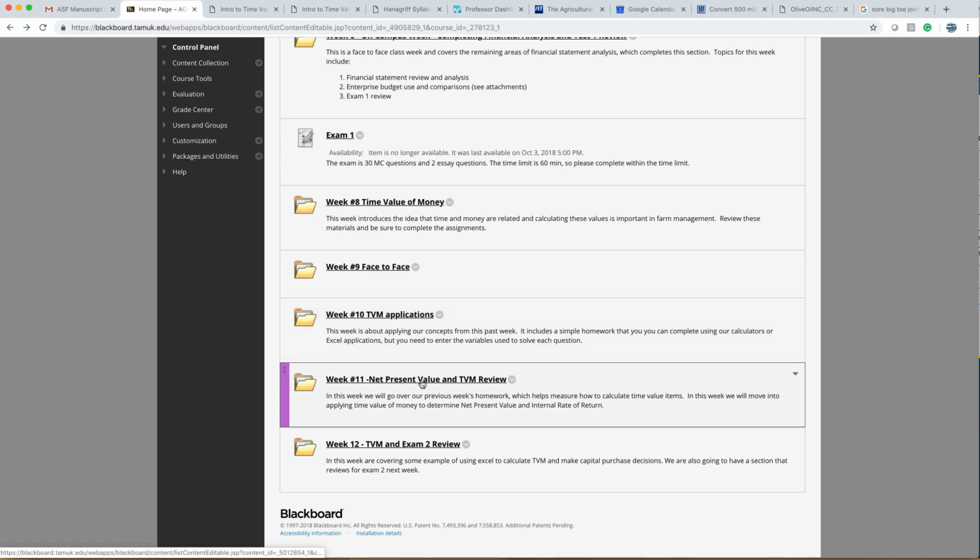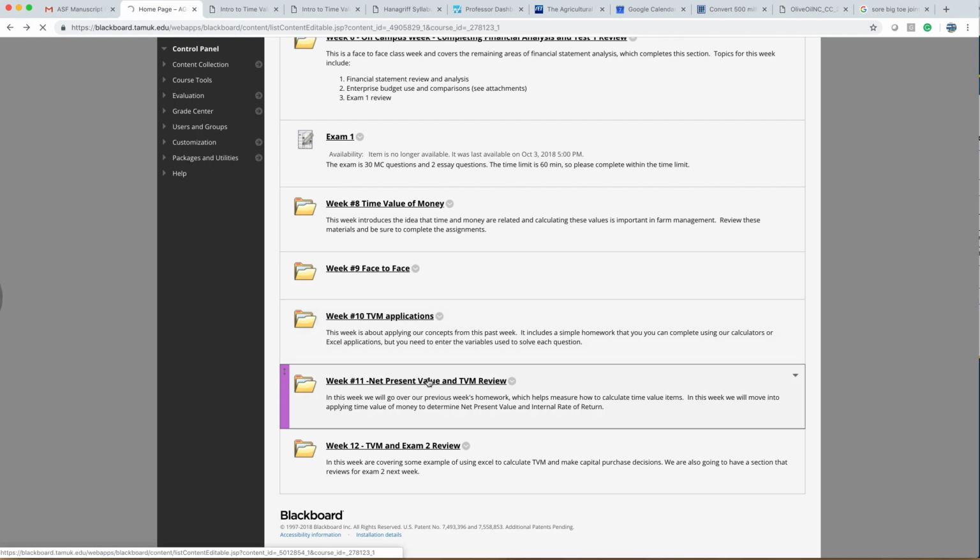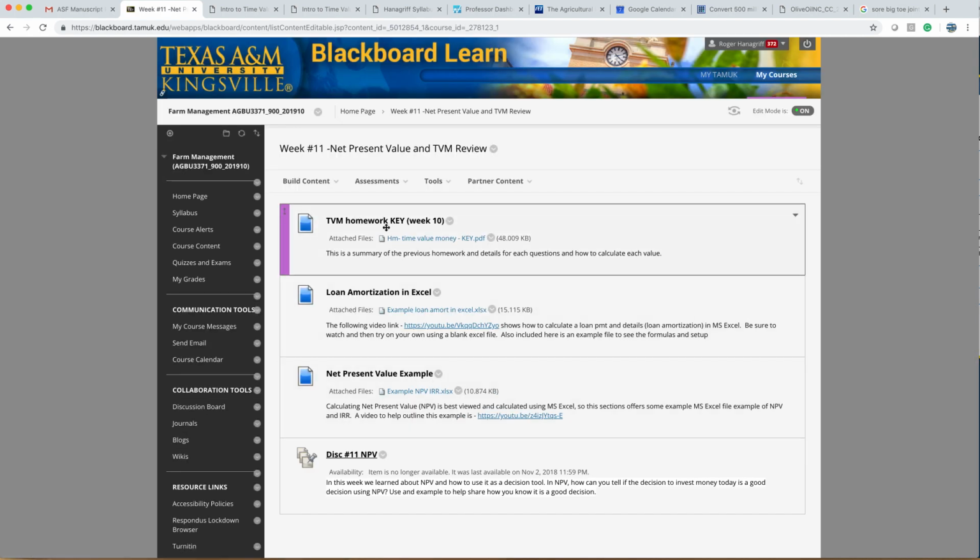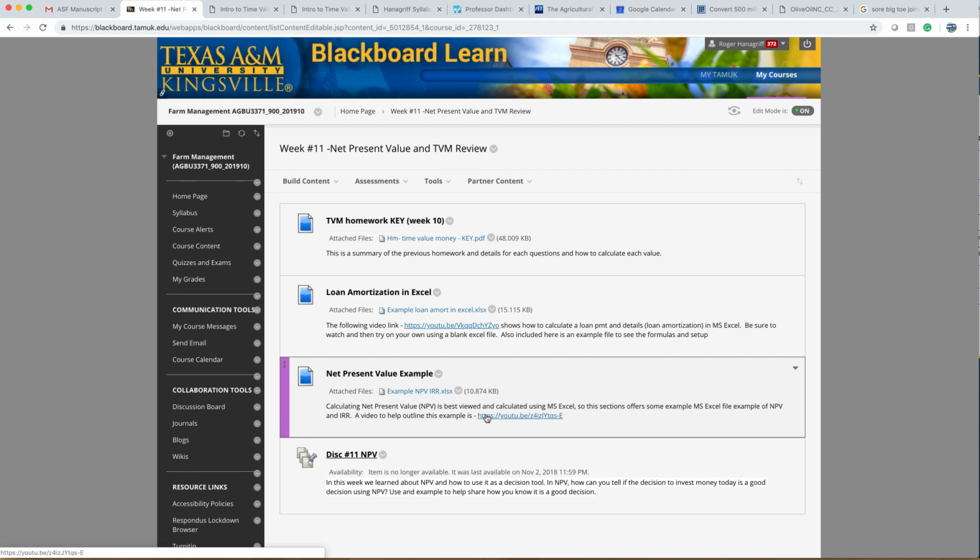Also, then we moved more into Excel. And Excel is where we did these time value of money. There's the key to that homework, by the way. And then we've got how to do a loan. We've got how to do net present value. And then again, I've got a discussion question, which again are great test questions.